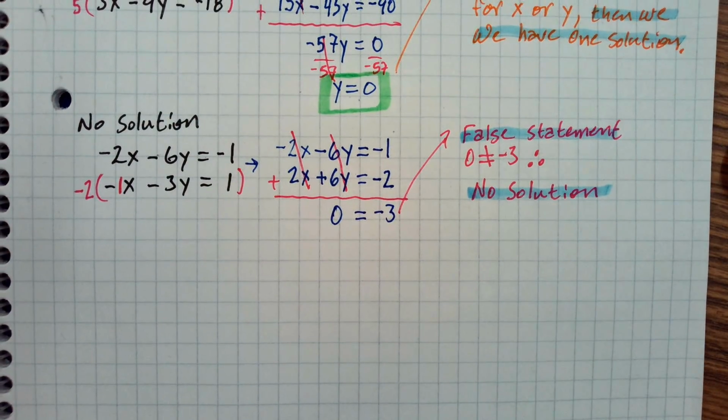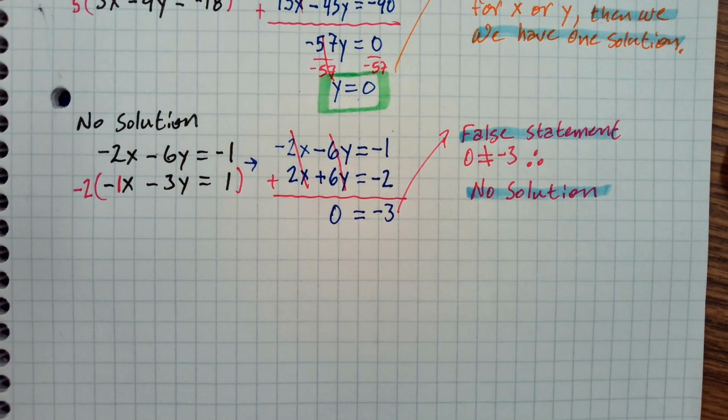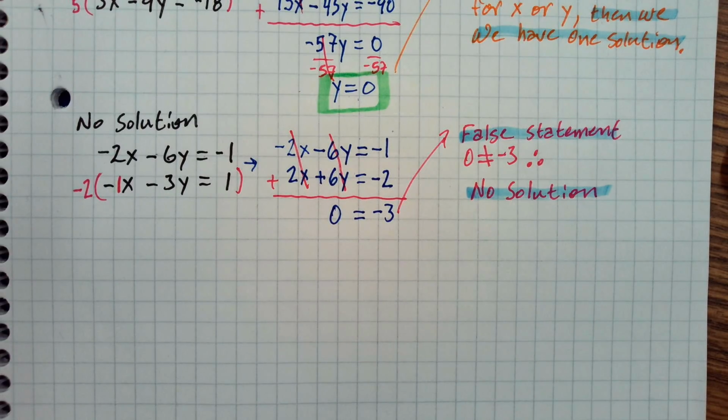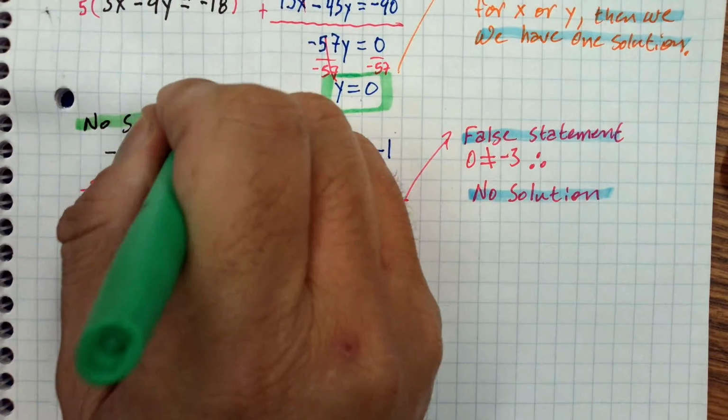Basically, what we would have are two parallel lines. If we were to graph these, you would see that they'd be parallel lines. But we didn't have to graph. You just start solving it like you normally would. So there is our example of a no solution.